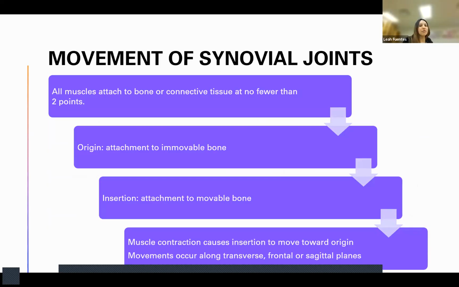Okay, and then we have movement of synovial joints. All muscles attach to bone or connective tissue at no fewer than 2 points. This is where we get that origin and insertion. The origin is an attachment to an immovable bone, or the less movable bone, and the insertion is the attachment to the movable bone. The muscle contraction causes the insertion, that movable point, to move toward the origin. And then the movements occur along the transverse, frontal, or sagittal planes.